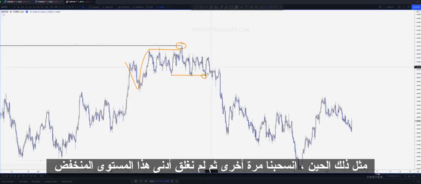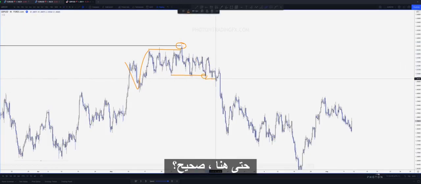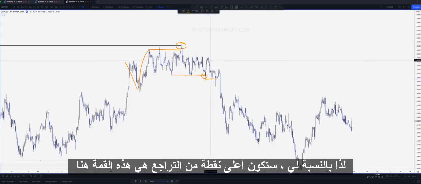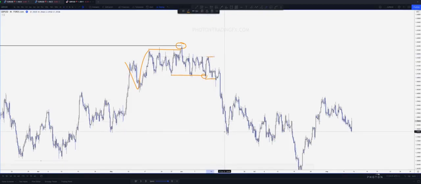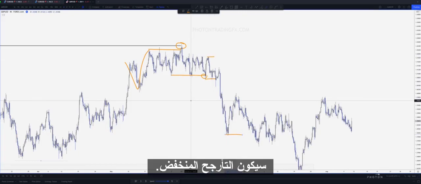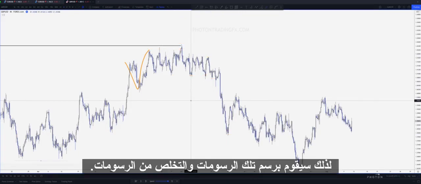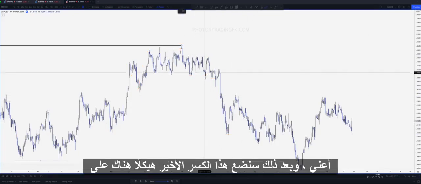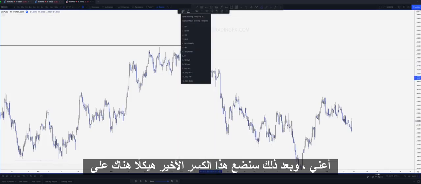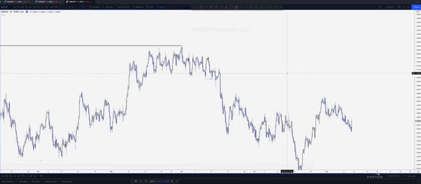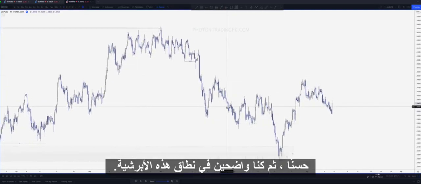Then we pull back up, and then we didn't close below that low until here, right? So for me, the highest point from that pullback would be this high here, and then that would be the swing low. So I'm just going to draw those drawings, get rid of those drawings, I mean, and then we'll put in that last break of structure there to the downside. All right, and then we are clearly within this bearish range.